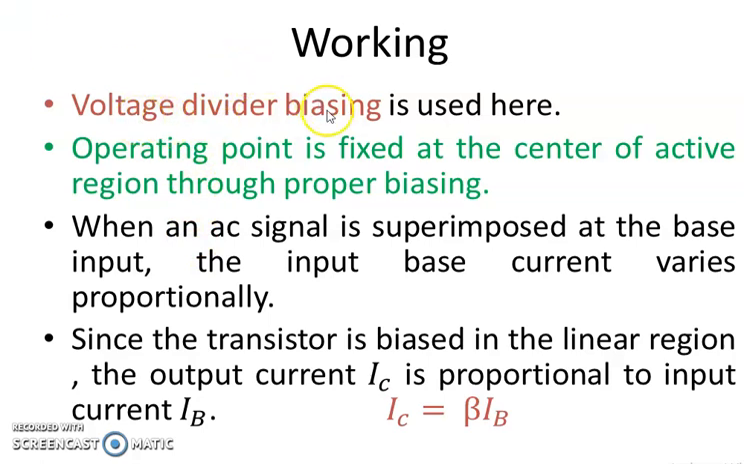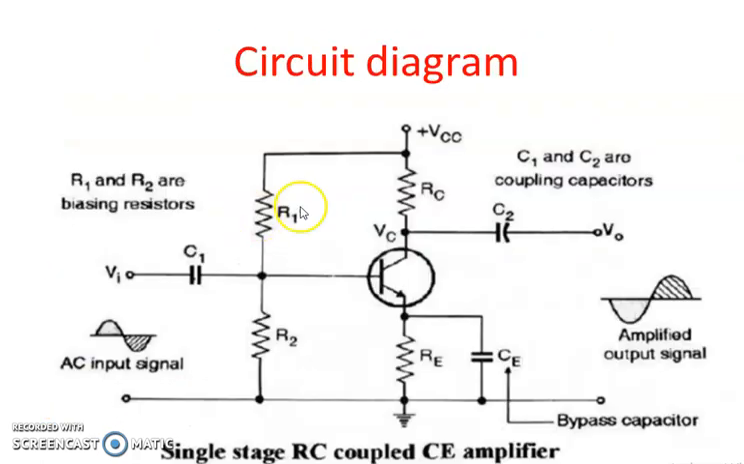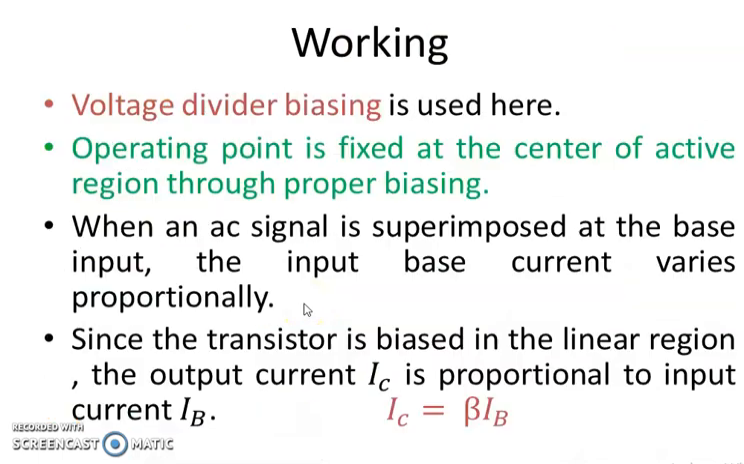We are using the voltage divider biasing technique. That is, the forward biasing and reverse biasing is provided with this voltage divider biasing. So R1, R2, RE, RC, that circuit is known as the voltage divider circuit. This circuit diagram is known as the voltage divider biasing circuit.